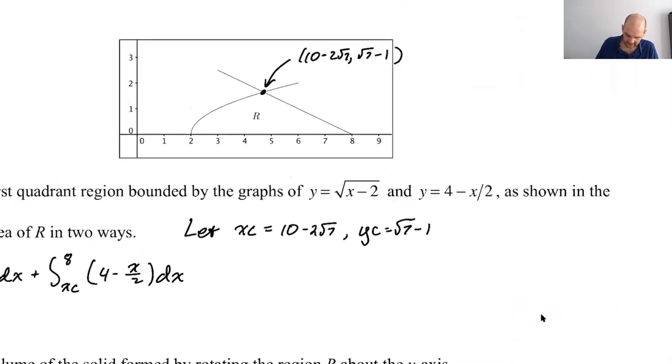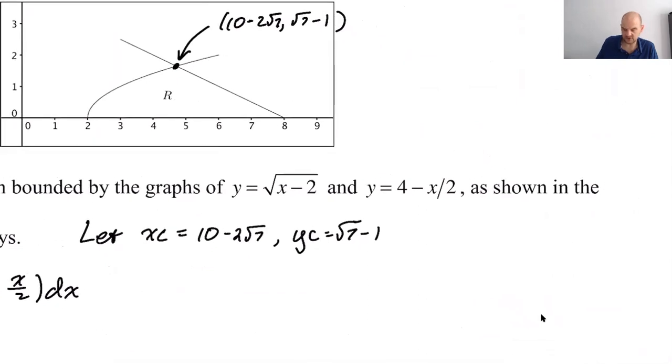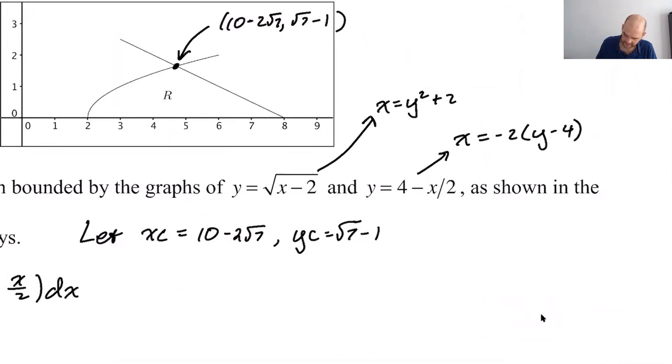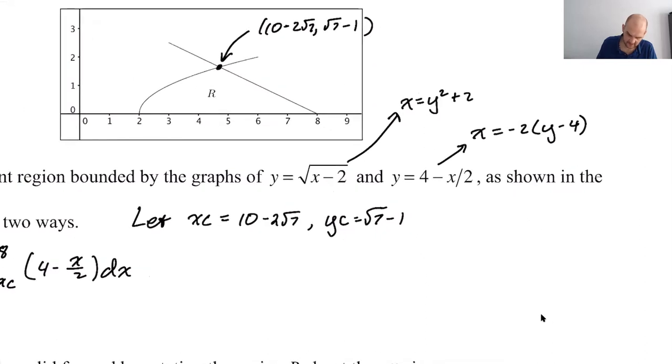I think the other way would be in terms of y. And actually, we can do it with only one integral in terms of y, so it might be a better choice anyway. So let's see. This is x equals y squared plus 2. And then this is x equals, subtract 4 times negative 2, so negative 2 quantity y minus 4. All right, right take away left. So the right curve is the line, and the left curve is the quadratic type deal.